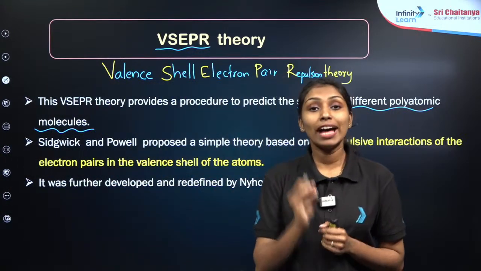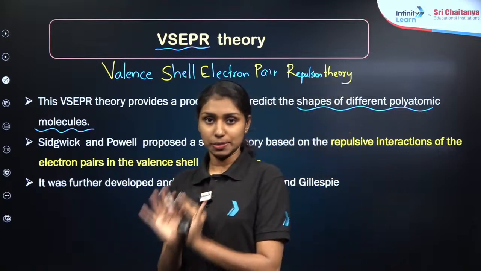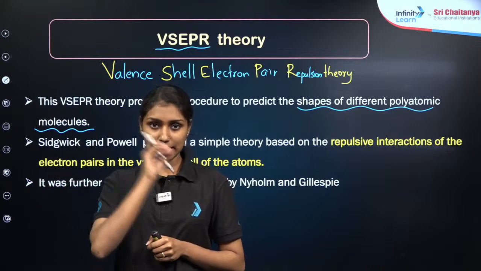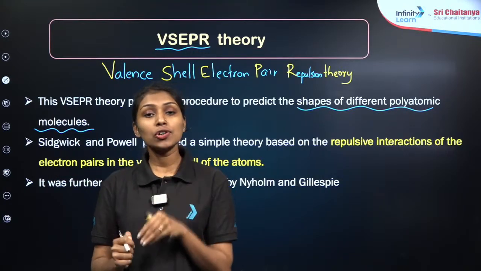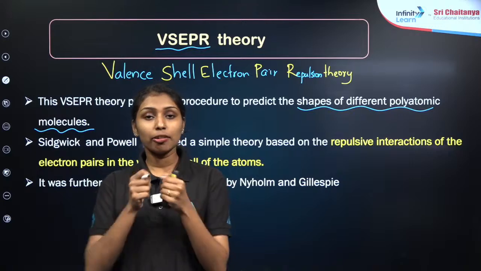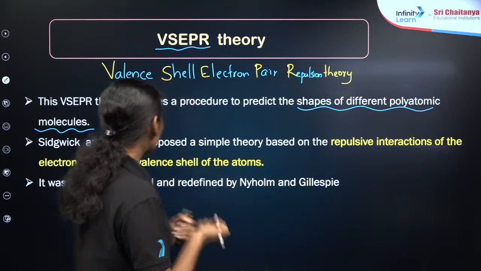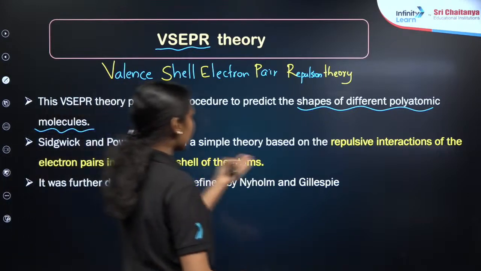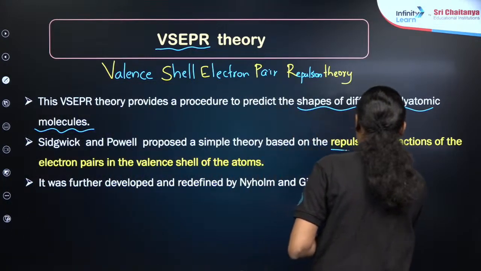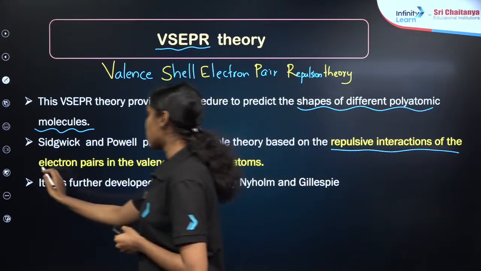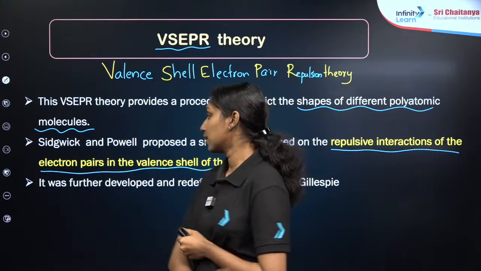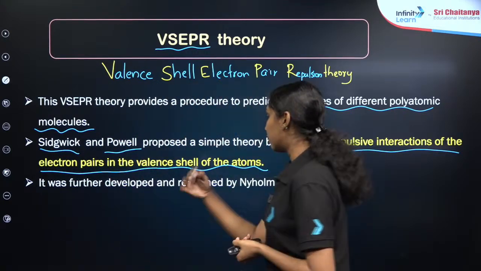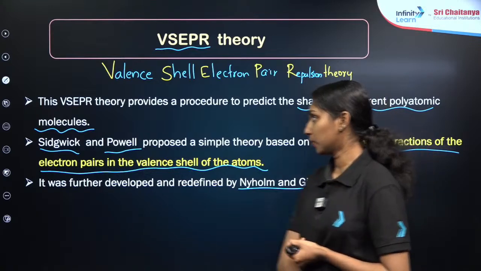Depending upon the valence shell electron pair repulsion, which means that the electron pairs present in the valence shell have a repulsion, right? These electrons have the same negative charge, so they will repel each other. Because of that repulsion, in order to minimize it, they move to a greater distance. So that is the basis of this theory, which is based on the repulsive interactions of the electron pairs in the valence shell of the atoms. It was proposed by Sidgwick and Powell. Later it was modified and developed by Nyholm and Gillespie. Clear?